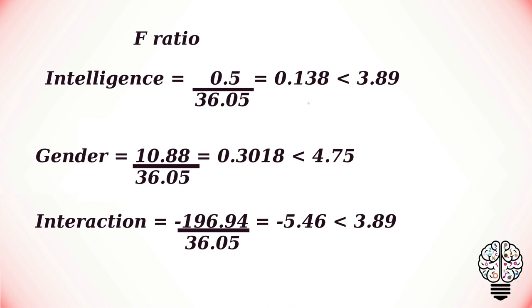Now that we have got all our F values, we can equate these with our already found critical values. As we see, all our F values are less than our F critical value, we can reject our null hypothesis.